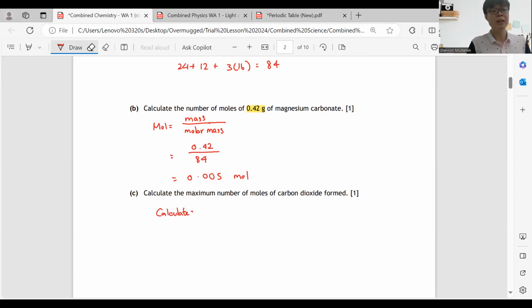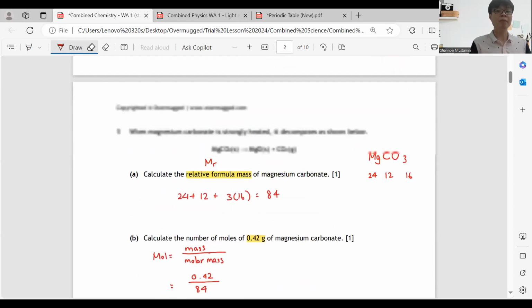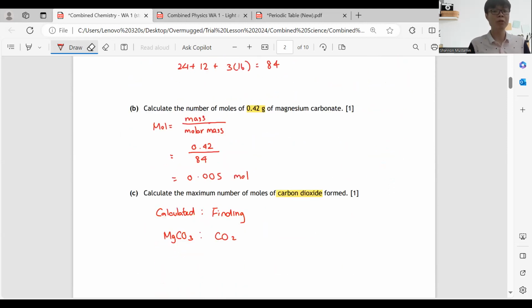Don't write this during exam, this is just for you to process. Calculated, finding. Okay, what do I mean by this? What do you calculate? The moles of magnesium carbonate, right? So you put magnesium carbonate over here. What are you trying to find? Carbon dioxide, which is CO2. Okay, according to the recipe, how many mole give you how many mole? 1:1. The first mole ratio is always obtained from the chemical equation.